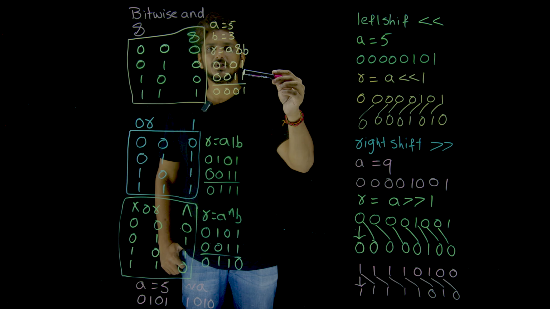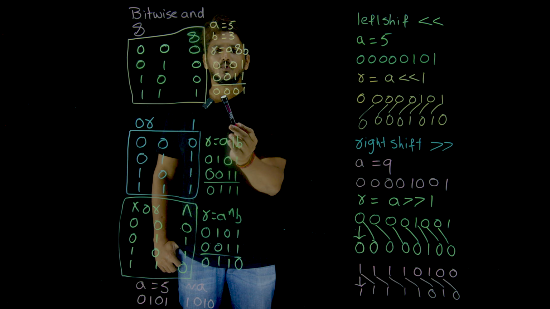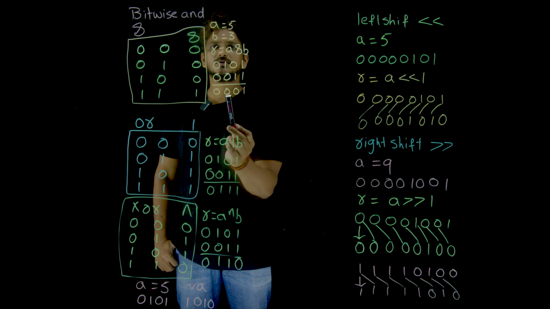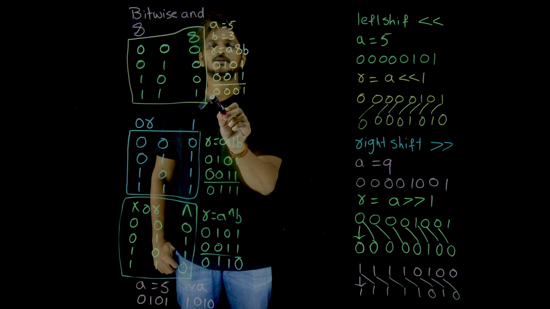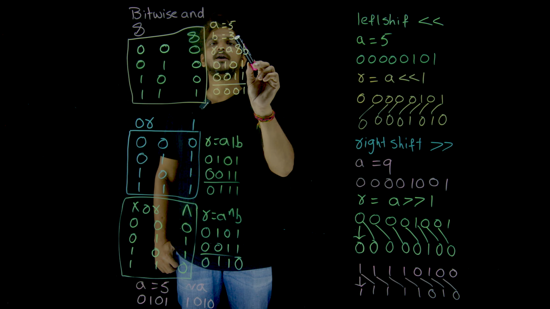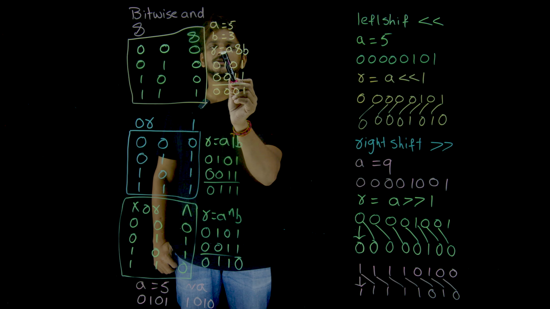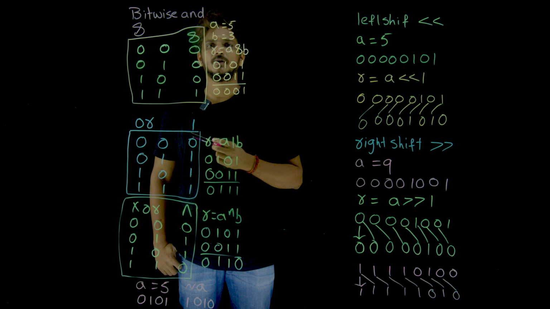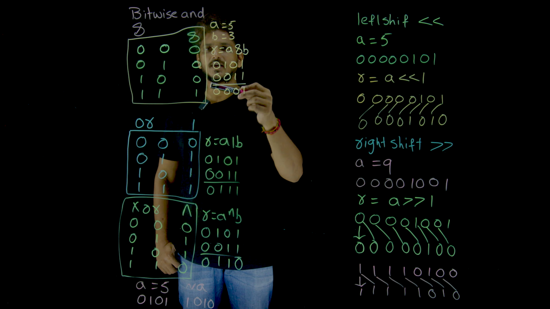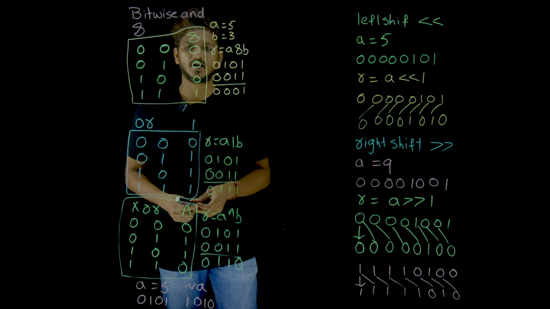Take each bit and do the AND operation. So what's the value? This is 1. So R gets a value: 5 and 3, you get 1. R holds the value 1. So I hope you understand what the bitwise AND operation means. If you understand this, the remaining things are very, very easy to understand.